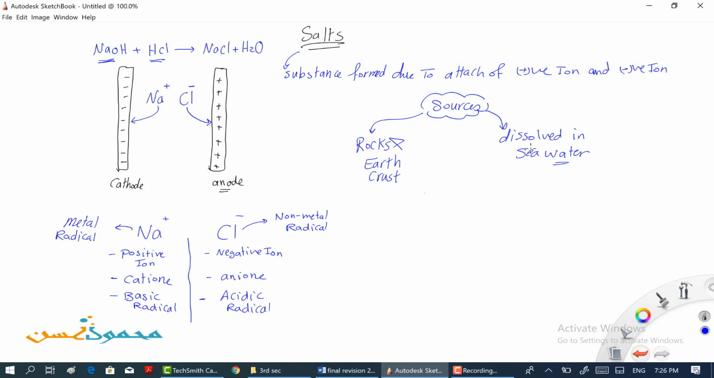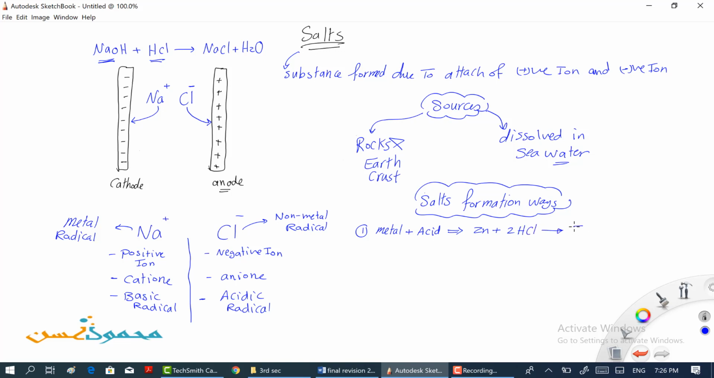Let's talk about the salts according to the way of formation. Salts formation ways. Salts formed due to the reaction. Number one, metal plus acid, like Zn plus 2HCl giving ZnCl2, it is a salt, zinc chloride, and the hydrogen gas evolves.